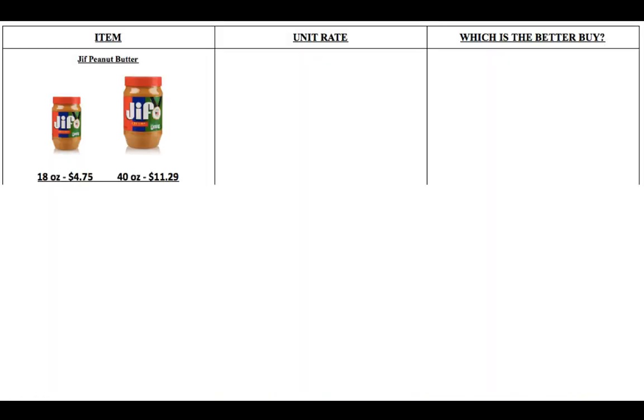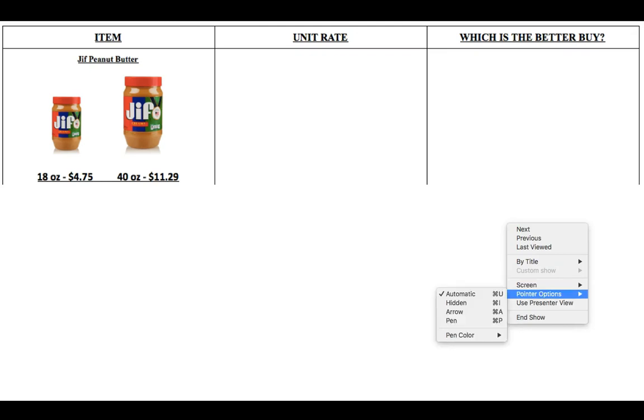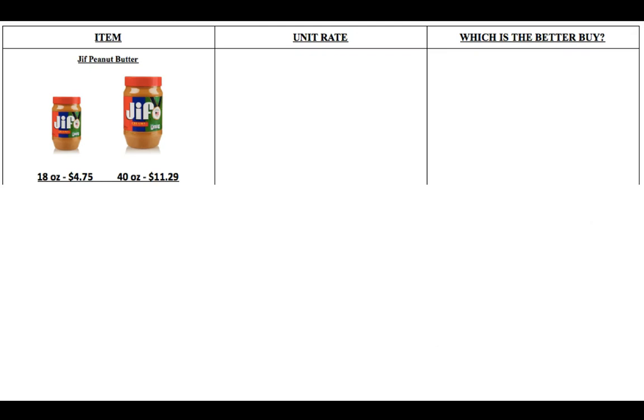Okay, so for our first example, we have 2 jars of peanut butter, 2 different sizes. We have an 18-ounce jar for $4.75, and we have a 40-ounce jar for $11.29. Now, we want to know which is the better buy. Some of you may be thinking, well, the $4.75 one, it's cheaper, but that might not be the case because the cost per ounce might be cheaper than the bigger size.